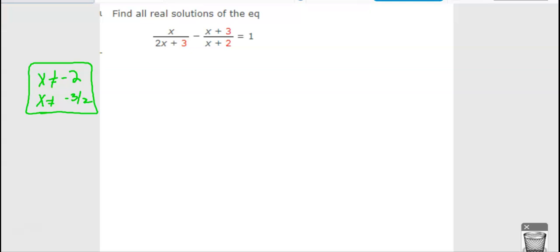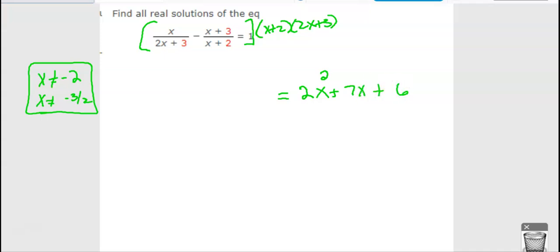All right, now, there are different ways to solve this. What I like doing is finding the common denominator, and then I'm going to multiply everything by the common denominator. So x plus 2 and 2x plus 3. And you're multiplying this times the entire thing, literally by each fraction. So when you multiply the right side, it's just 1 times all that. You're going to end up getting 2x squared, what is that, 7x plus 6. And now, again, that's multiplying it by 1.